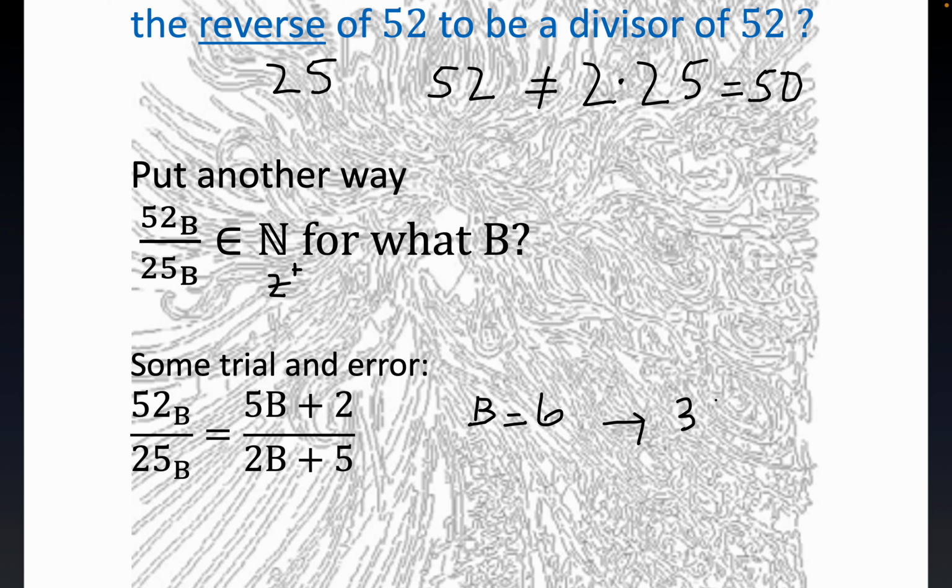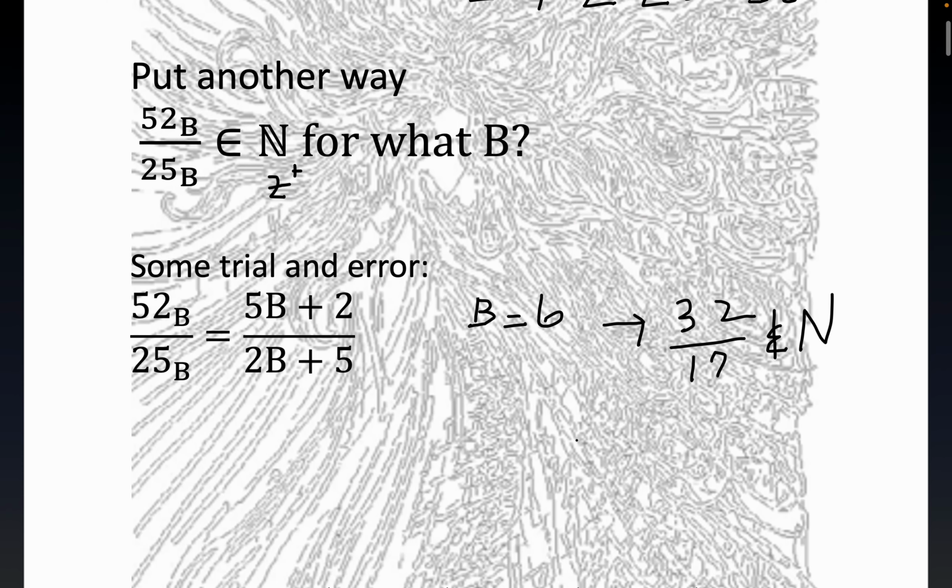divided by, what do we got? 32, 2 times 6 is 12, 32 divided by 17, right? So that's not a member of the natural numbers, right? There's a remainder of 15. So it's not a member of the natural numbers. Okay, so we tried base 6. Now, I tried them all. The one that ends up working out, let me show you.